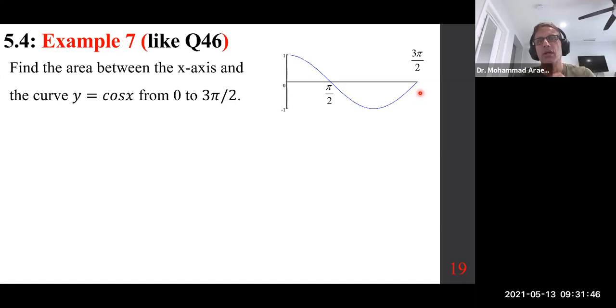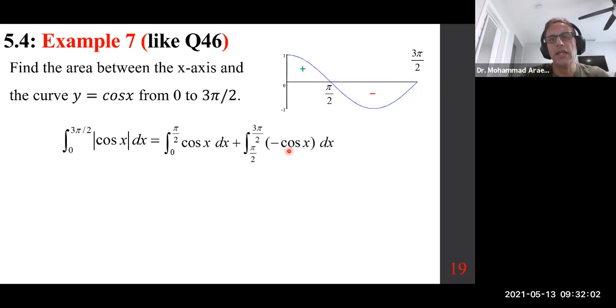But we are interested in the area, and notice we have to go with the absolute value. This part is positive, so you can keep it as cosine, but this one is negative because it's below the x-axis when you go with the integration. So that's why you take it to negative cosine. I hope everybody understands what's happening here. I can't emphasize this enough. We need to understand that we want the area, therefore it's the absolute value.